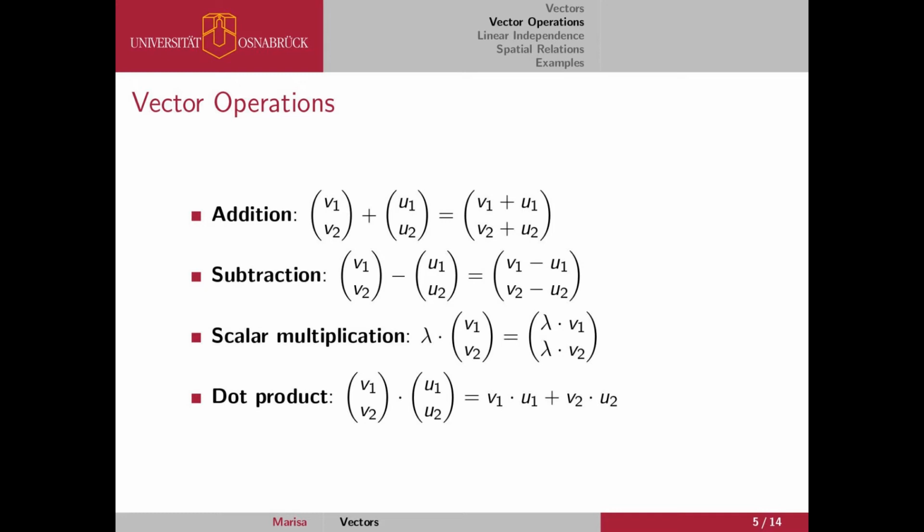The last rule here is the dot product. With dot product, we refer to the multiplication of two vectors. The rule here is that we do row-wise multiplication, but the solution is then not a vector anymore, but an actual number, which is the sum of all these row-wise multiplications. So if we multiply the vector v1, v2 with the vector u1, u2, we will end up with v1 times u1 plus v2 times u2.